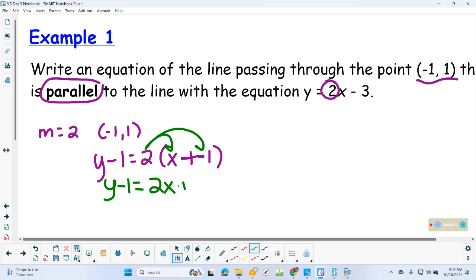2 times x, 2 times 1. And then, of course, I'm going to add the 1 over. So I'm going to put my final answer, y equals 2x plus 3.